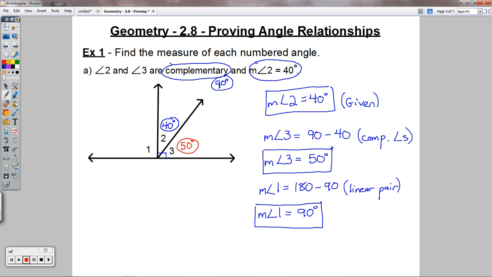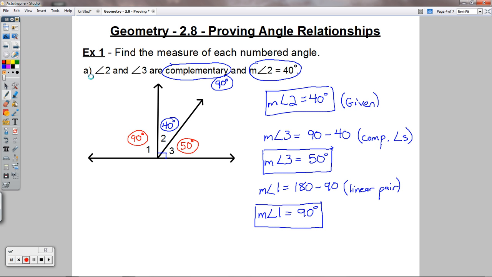So 90 degrees. So if I write that in here, I'll use a different color to say, hey, this is something I found out was true. If I add all these together, 90, 40, and 50, they should make 180 degrees because I have a straight line here. And if I add them together, I in fact get 180 degrees. So let's check out example 2 now and see what that one looks like.